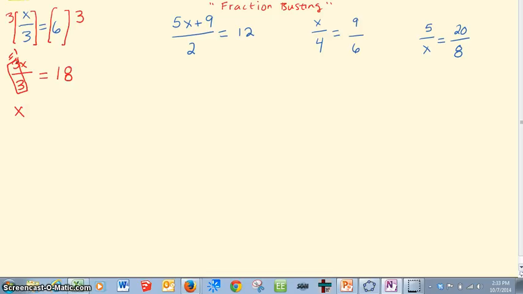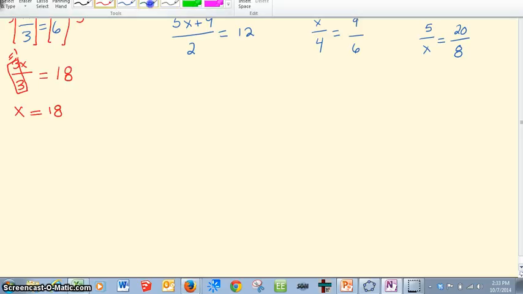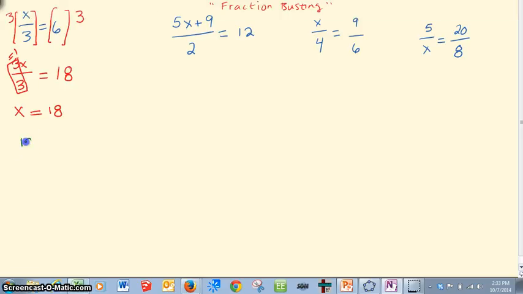Now if I scale the left side by 3, I also have to scale the right side by 3. So my result is x equals 18, and I'm told to verify that that is the result. So I have to replace x with 18 in the original equation and perform that check. 6 equals 6, indeed it does.